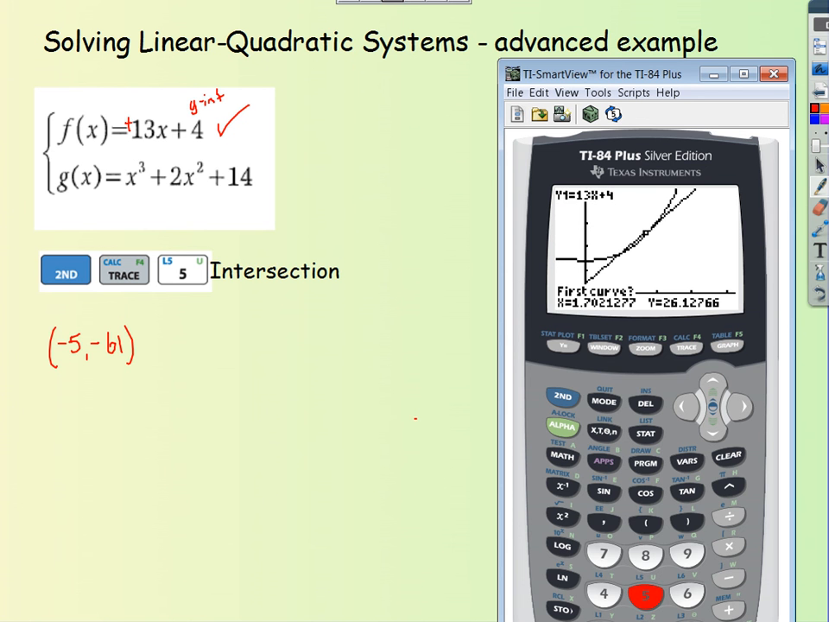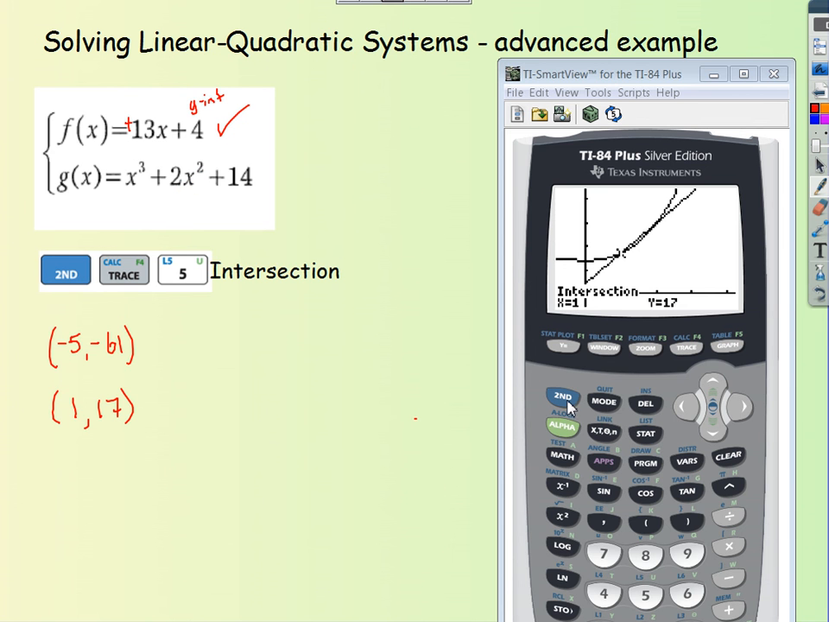and we got first curve, second curve, and then now they're looking for the guess. So I move myself down to this intersection first. I feel like it's about right there where they cross. I press enter and it tells me that sure enough I have an intersection at 1, 17. So that's another solution. That's another ordered pair that will make both of these equations true.